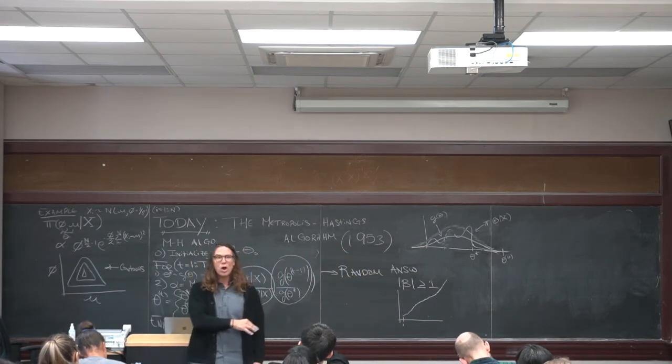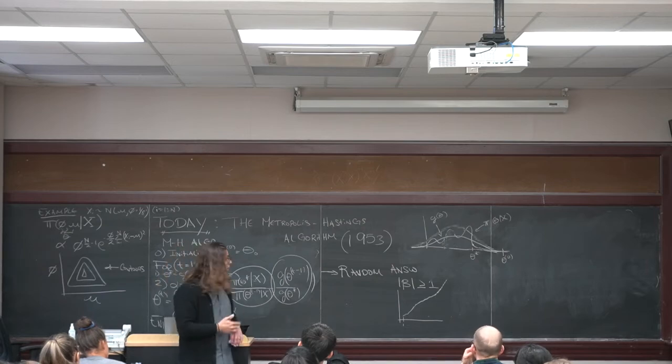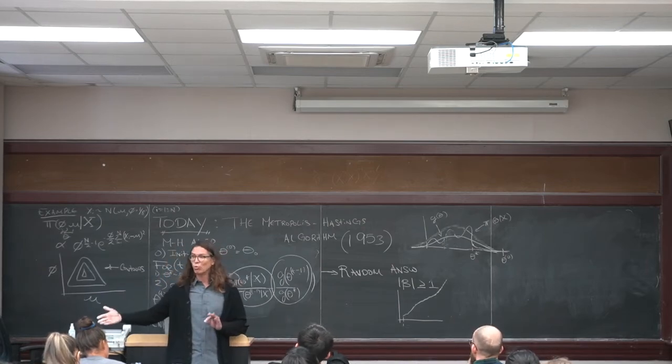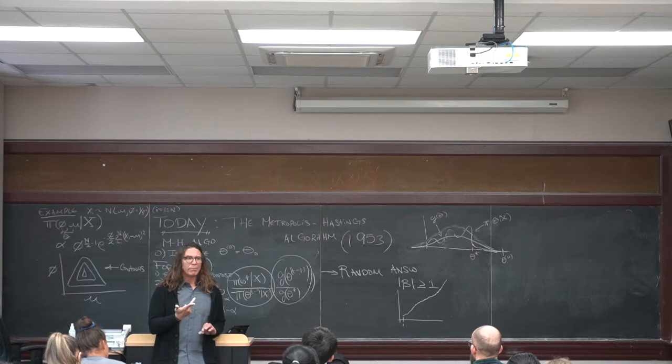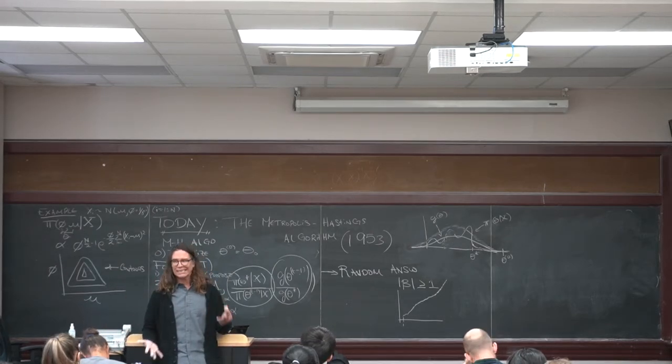So if it's very hard to move from theta star to theta t minus 1 and do the reverse move, maybe you don't want to move there so quickly. So it's a trade-off in those two ideas.